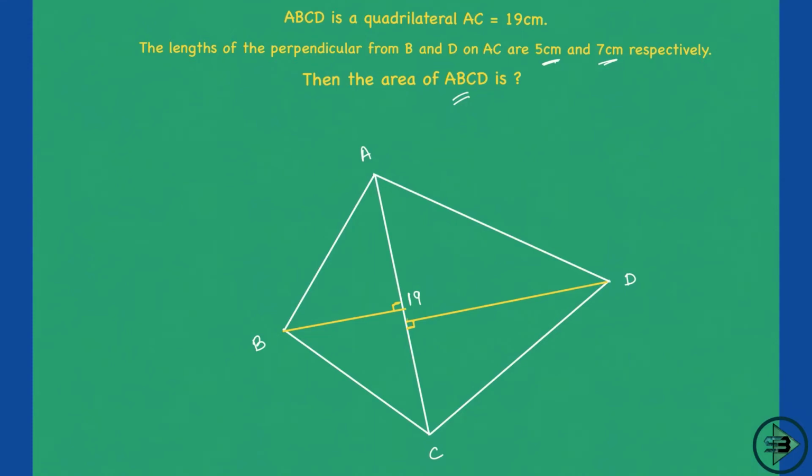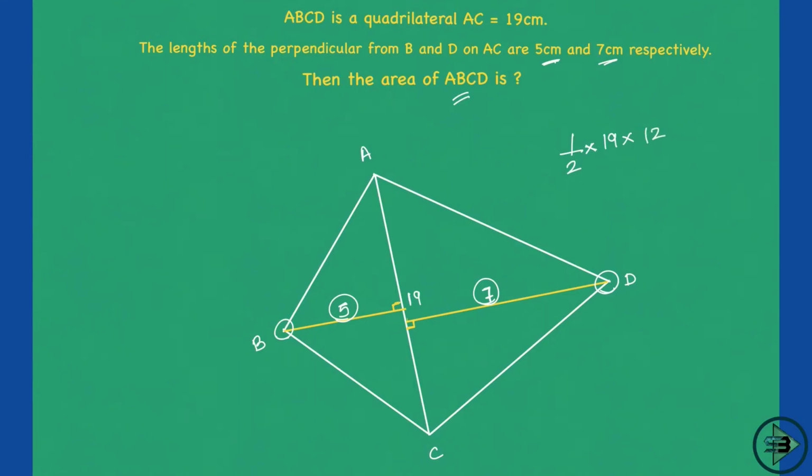So what do we know about this? The area of any quadrilateral is nothing but half into one of the diagonals, which is given to you as 19, into the sum of the perpendiculars drawn from the opposite vertices. Which means the lengths of the perpendiculars from B and D are 5 and 7 centimeter respectively. So this will be what? Sum of the perpendiculars drawn from the opposite sides, which is 5 plus 7, which is 12.